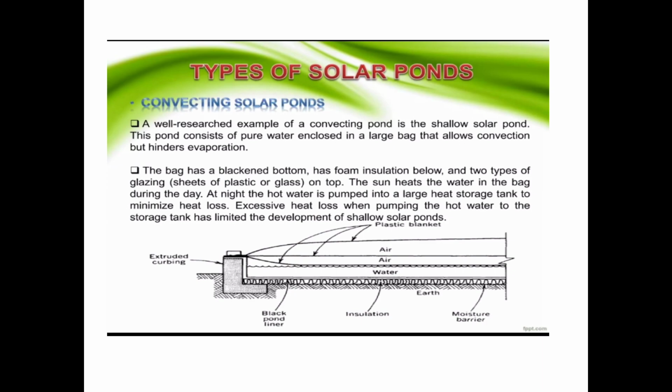There are two types of solar ponds. Number one, convecting solar ponds and number two, non-convecting solar ponds. Convecting solar ponds consist of a bag with a blackened bottom, foam insulation below and two types of glazing on top. The sun heats the water in the bag during the day. At night, the hot water is pumped into a large heat storage tank to minimize heat loss. Excessive heat loss when pumping the hot water to the storage tank has limited the development of shallow solar ponds.